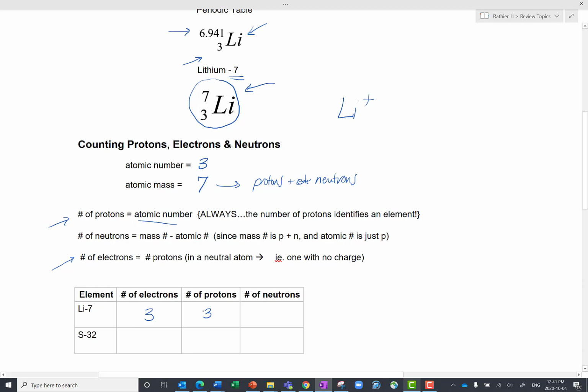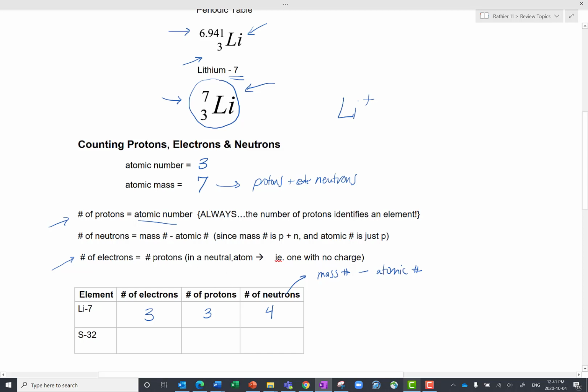So in lithium, if I have 3 protons and a mass of 7, I can find the number of neutrons by taking my mass number and subtracting my atomic number. 7 minus 3 is 4. And when you look at the way that we've set up the symbol here, it's naturally giving us the 7 minus 3 is equal to 4.